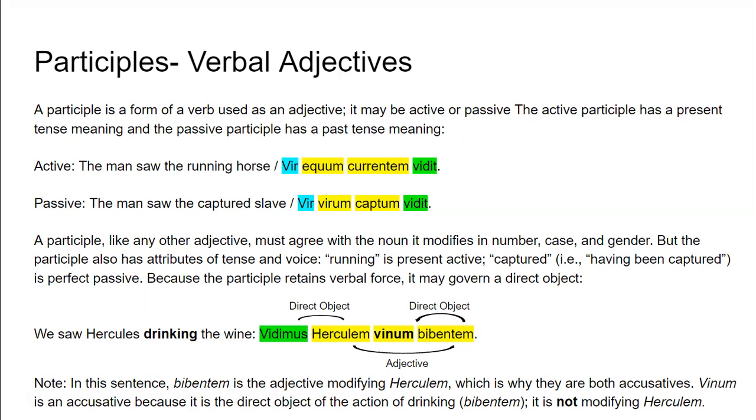All right. Now, next thing, if this were a perfect passive participle, it could not take a direct object, but it could take an ablative of agent. So the wine having been drunk by Hercules, for example. You could do that, but we don't have to worry about that just yet. That's something that we'll explain in the future. All righty. So that is that. Hopefully that has explained verbal adjectives to you.